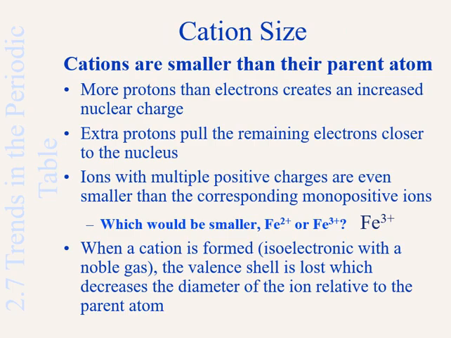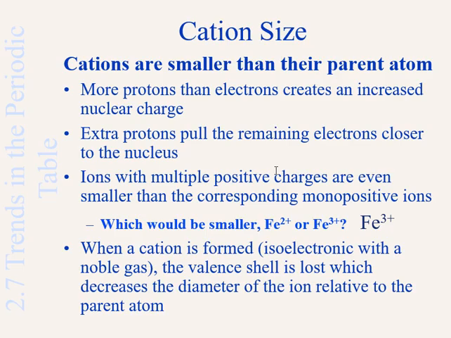Cation size and anion size, there is a trend there as well. Cations are smaller than their parents. More protons than electrons creates an increased nuclear charge, and extra protons pull the remaining electrons closer to the nucleus. So if I ask you, let's say you have a sodium atom, and then you have the Na1+ cation. Which one will be larger, the atom or the ion, the cation?